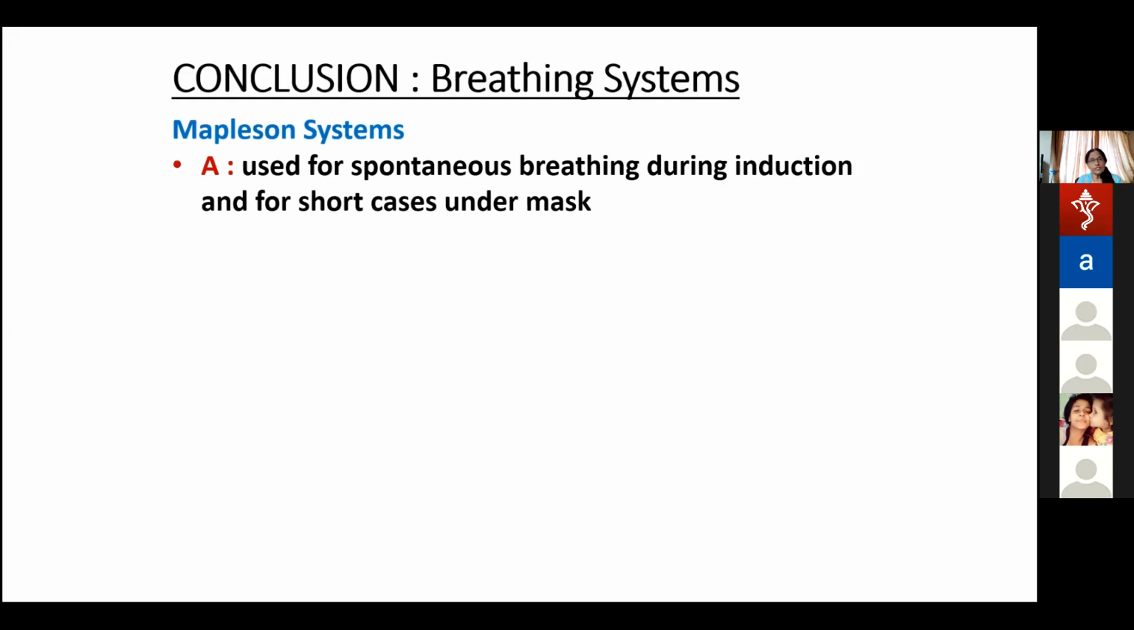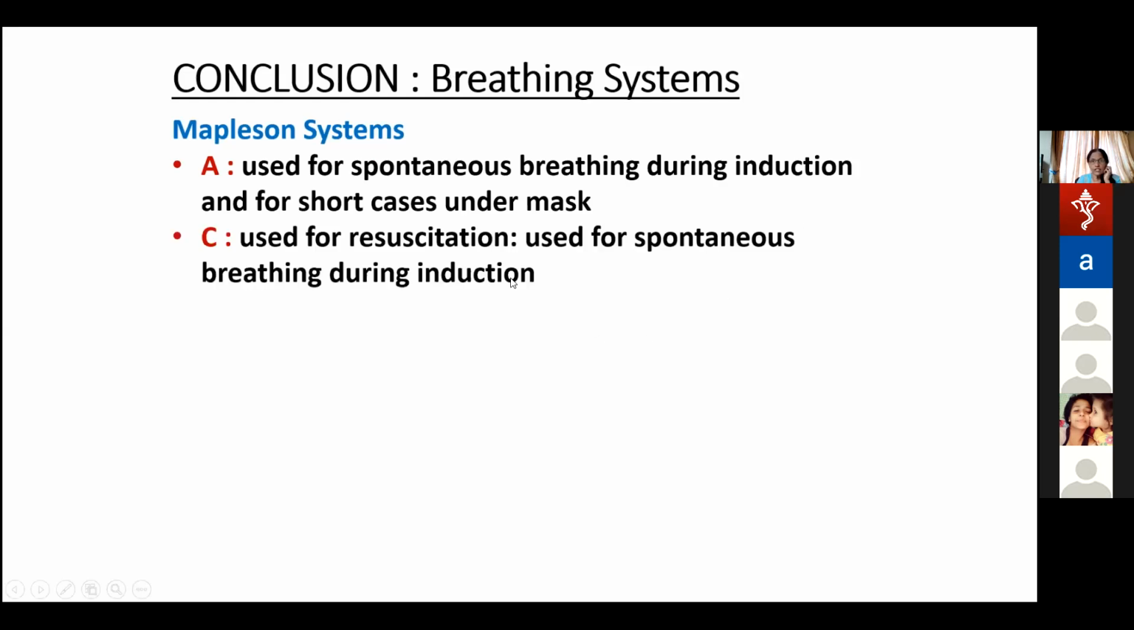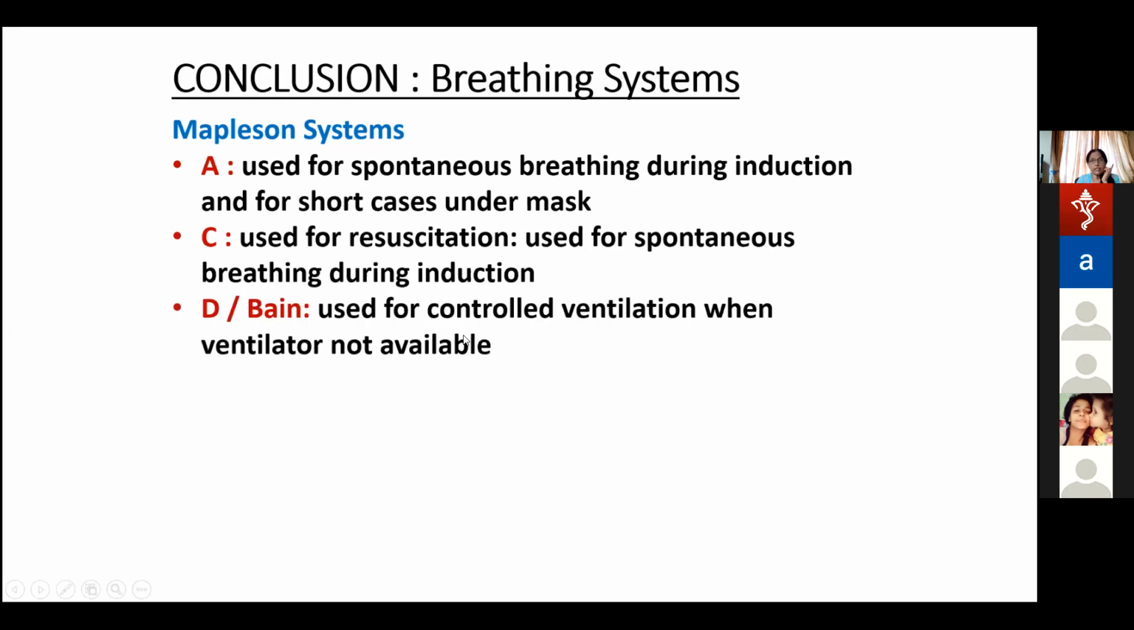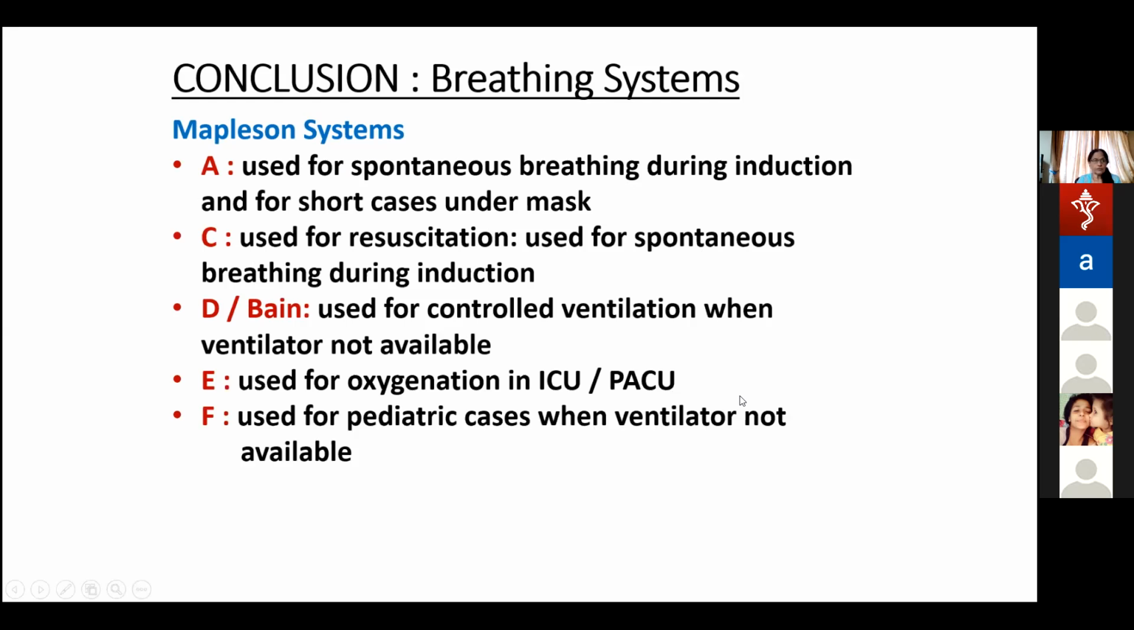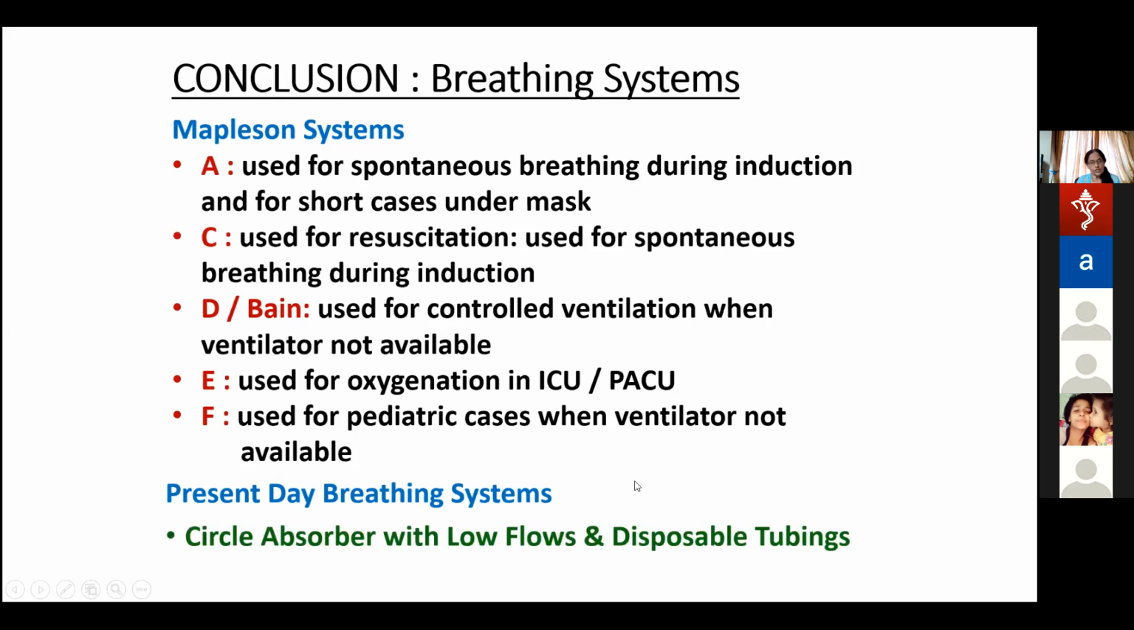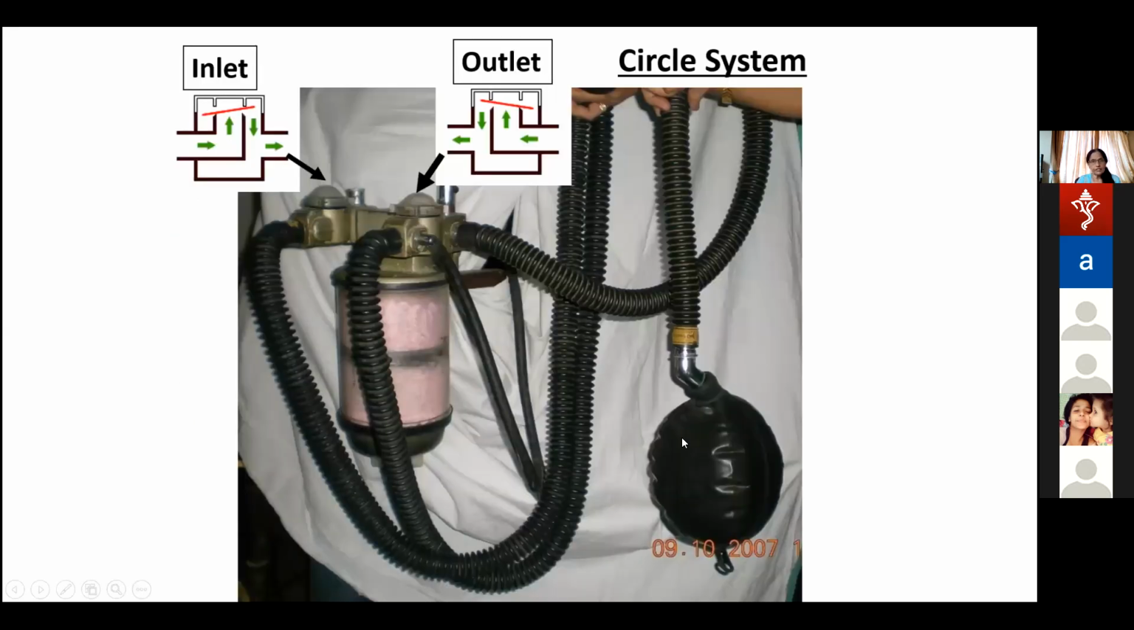So in conclusion, Mapleson system used for spontaneous breathing during induction and for short cases under mask, Mapleson A. C is used for resuscitation or for spontaneous breathing during induction. D is used for controlled ventilation when ventilator is not available. E is used for oxygenation in ICU and PACU. F is used for pediatric cases when ventilator is not available. Present day breathing system of choice is circle absorber with low flows and disposable tubing, and Bain system.